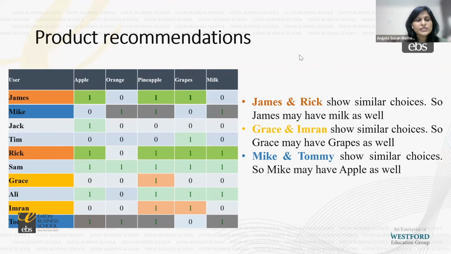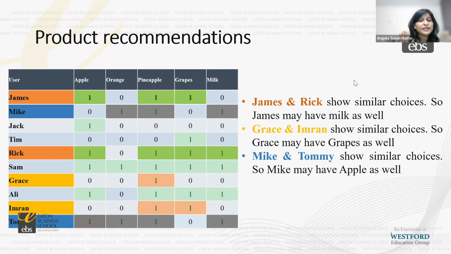Look at James and Rick, for instance, 2 customers. There is James and there is Rick, both the orange colored cells. Now, what do you find here? James has bought apple, pineapple, and grapes. What has Rick bought? Rick has bought apple, pineapple, grapes, and milk. So you are finding that there is a certain similarity in their transactions. 3 items are common to both: apple, pineapple, and grapes.